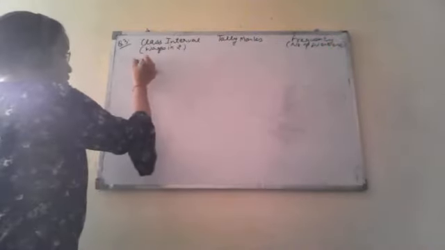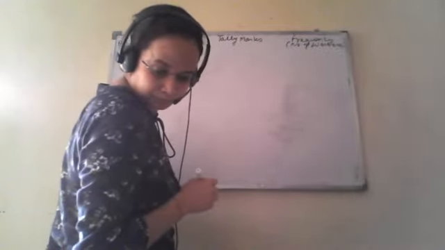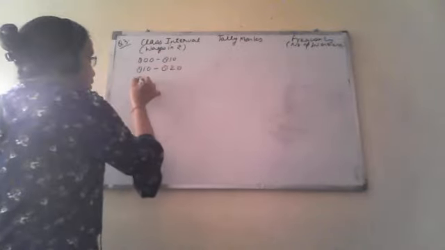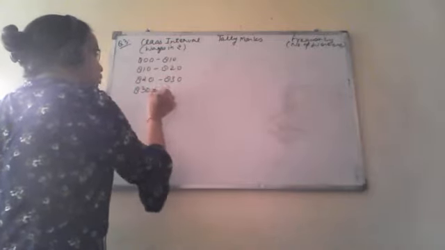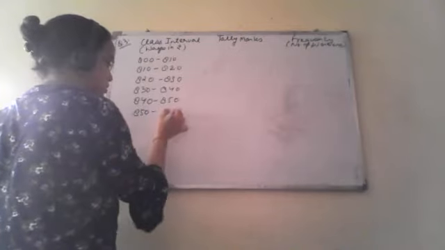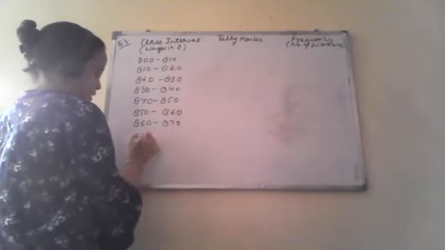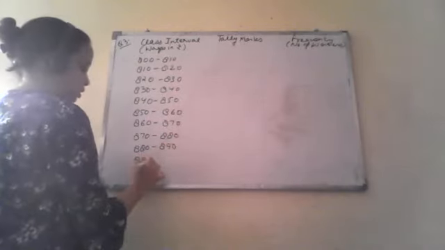Clear. So the intervals include 800 to 810, 810 to 820, 820 to 830, 830 to 840, then 840 to 850, 850 to 860, 860 to 870, 870 to 880, then 880 to 890, then 890 to 900.